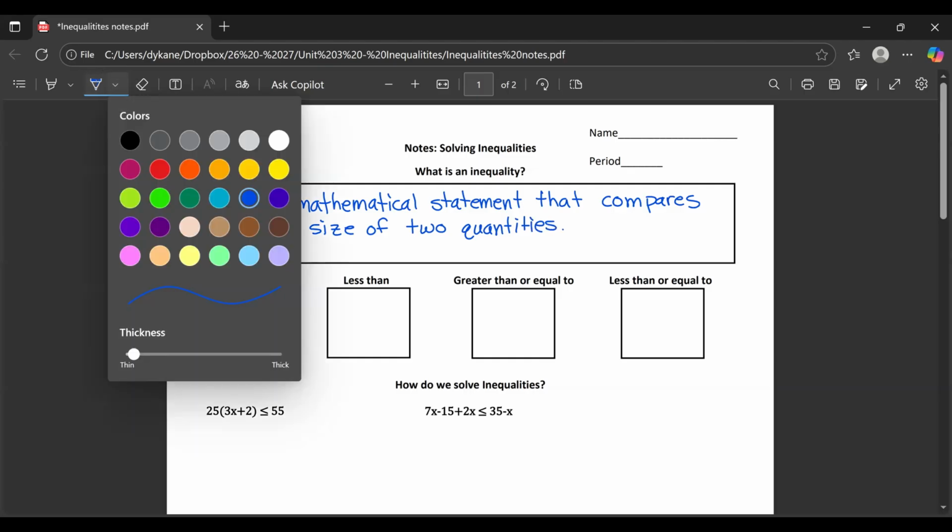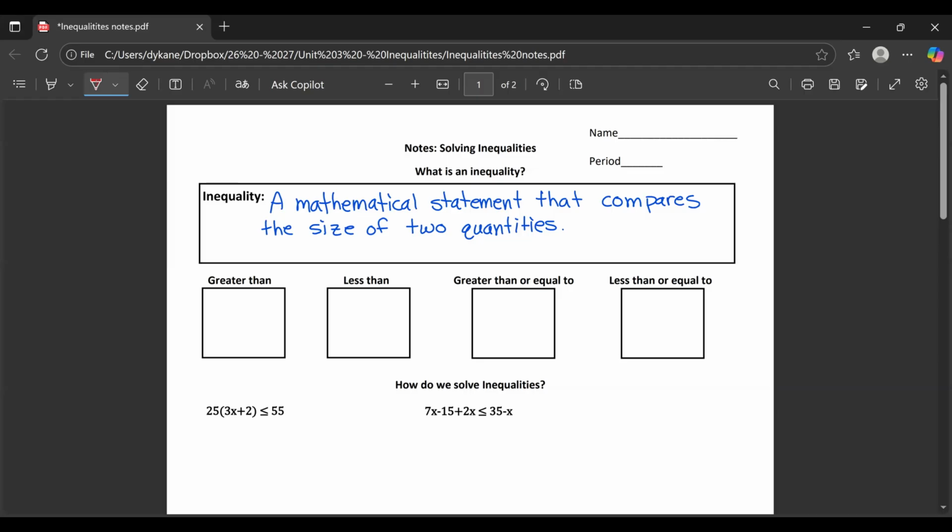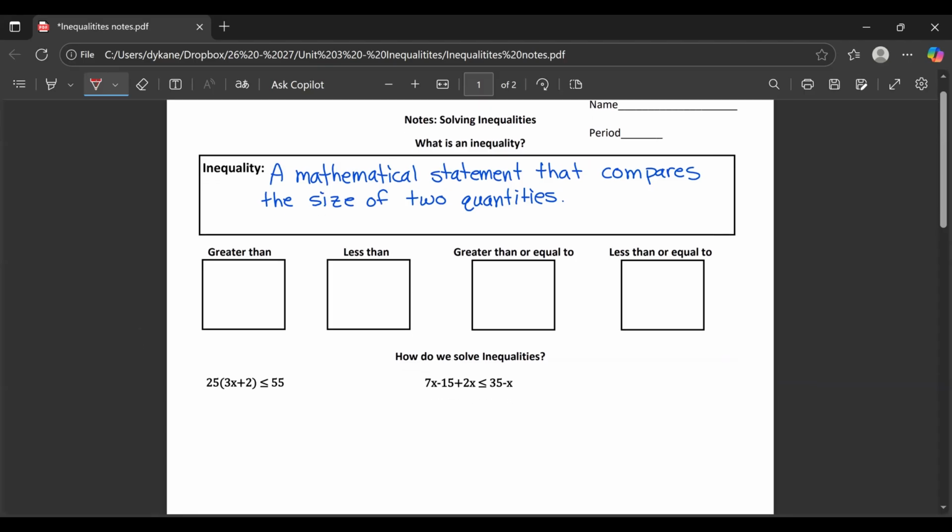Okay, so similar to an equation, equations use an equal sign to compare two things and say they're equal. Inequalities compare two things, but we talk about the size of them. So that's kind of our textbook definition. What that means for us is it does not use an equal sign. Now we're going to use our inequality symbols.